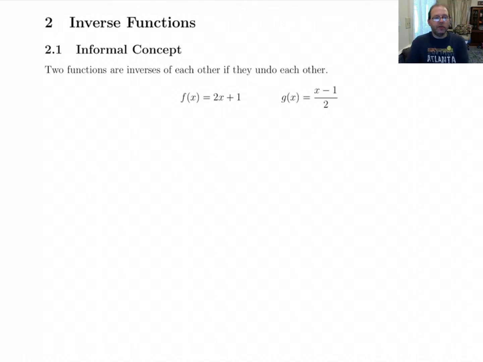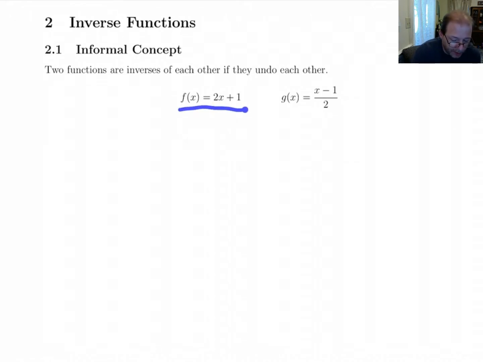All right, let's continue 3.7 and talk about inverse functions. First, I just want to talk about the informal idea of an inverse function. Two functions are inverses of each other if they undo each other. And this is a good pair of examples. If you look at f of x here, f of x is 2x plus 1.